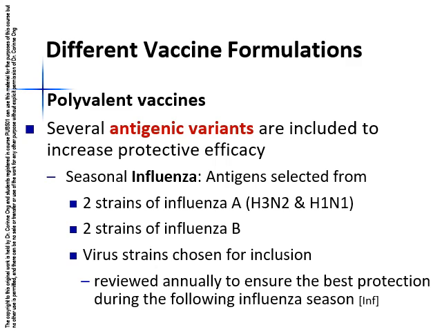An example of a polyvalent vaccine is the seasonal flu vaccine, which usually includes 2 strains of influenza A and 2 strains of influenza B. The virus strains are reviewed every year, and the strains chosen for inclusion are the ones that are circulating predominantly, based on surveillance data.